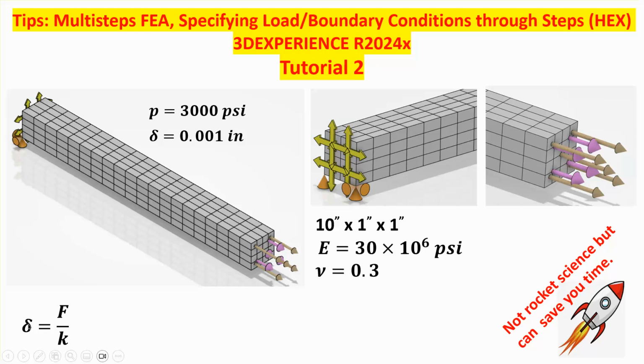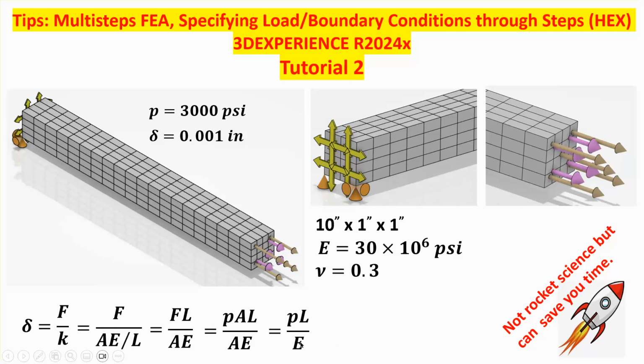So the displacement of the right end of the bar is force over the stiffness of that spring. But we know from elementary strength of materials, the stiffness of this fancy spring is AE over L. So just replace K with AE over L, clean it up. And we also know that the force applied is pressure times the area. Therefore, the area cancels, and we get PL over E. Now, if you plug in P of 3000, L of 10 inches, and E is given here, what you get is 0.001 inch. That's why these two are related.